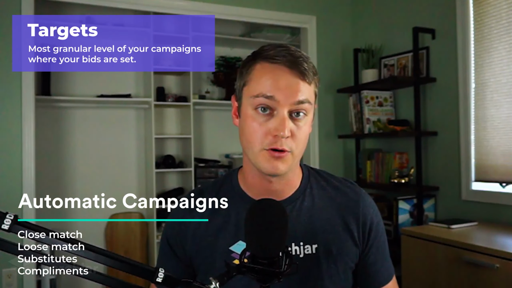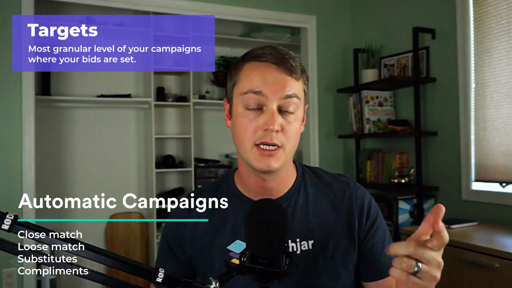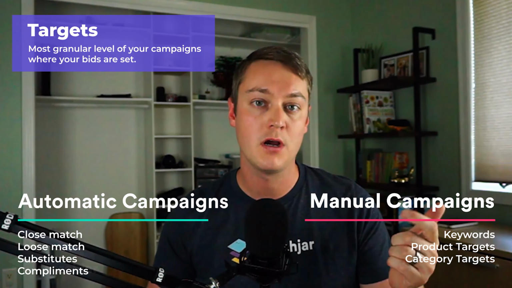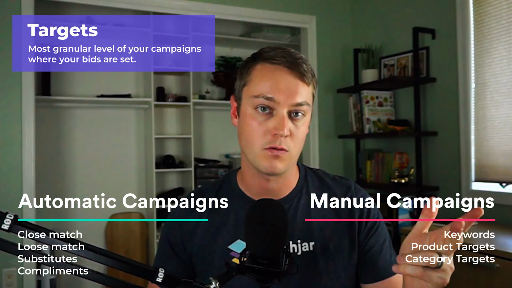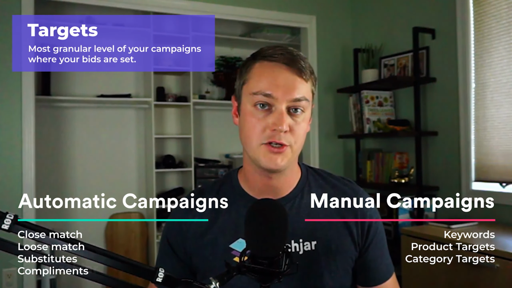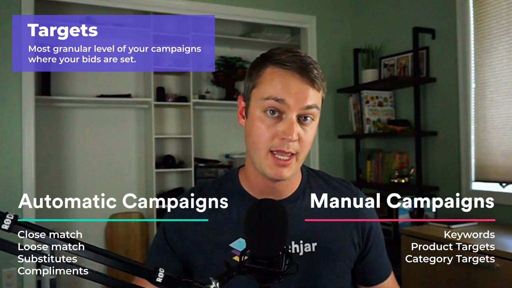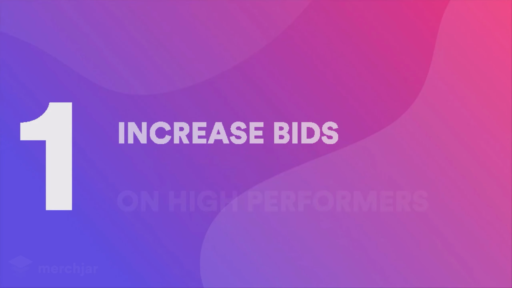Throughout these videos, I'll also be using the term targets. A target is the most granular level of your campaigns and where your bids are set. For automatic campaigns, these are the targeting groups: close match, loose match, complements, and substitutes. And for manual campaigns, it's your keywords, product targets, and category targets. For most of these optimizations, you'll be analyzing and optimizing at the target level, not the campaign or ad group level.